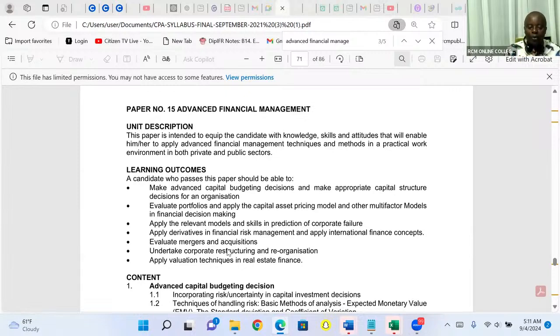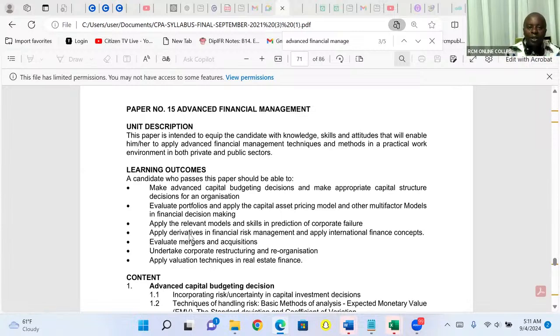So we're going to study portfolio quite a lot, and we're going to see how we can use CAPM to get our cost of capital. CAPM is very, very popular. Then number 3, we should be able to apply the relevant models and skills in prediction of corporate failure.